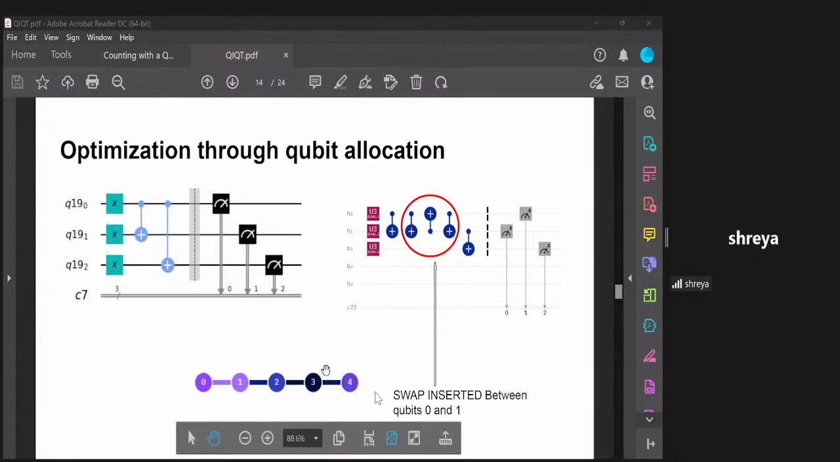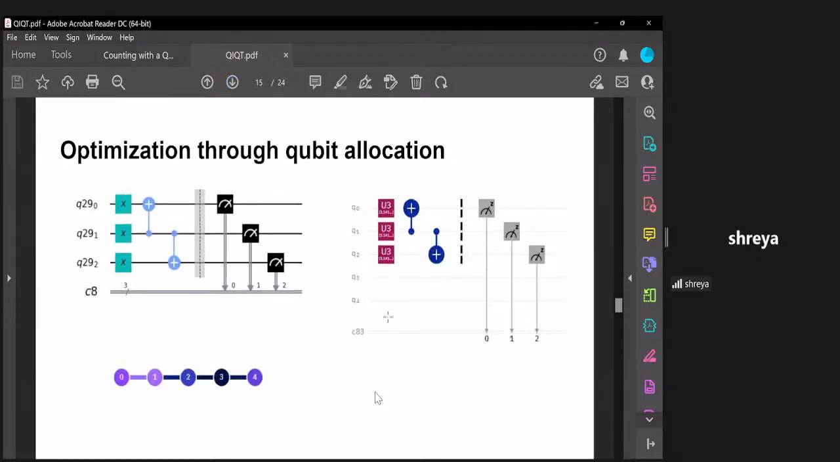But for the architecture of IBM-Q Athens, this allocation is not good. As you can see, for implementing 2 CNOTs, we have to implement like 5 CNOTs. So this is not good. So what can we do?